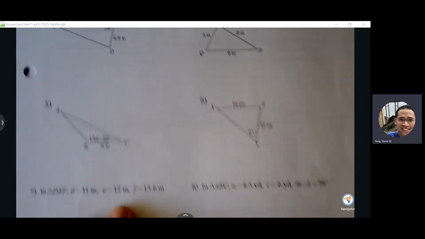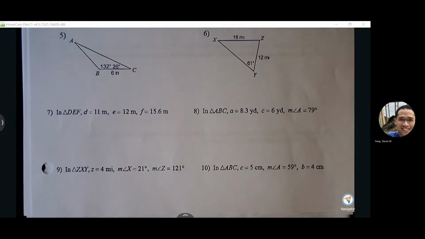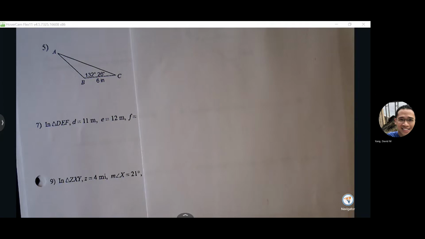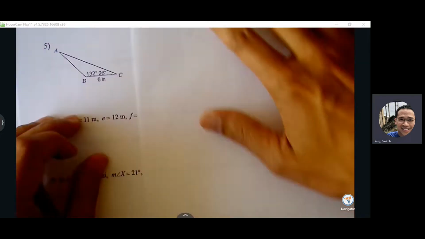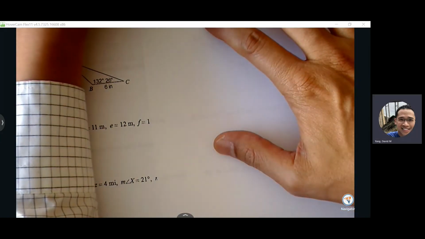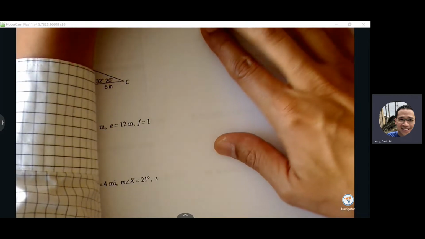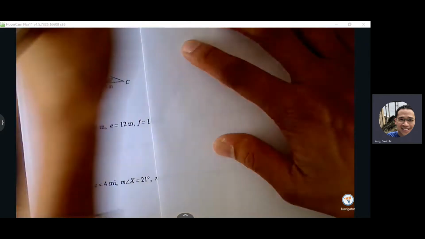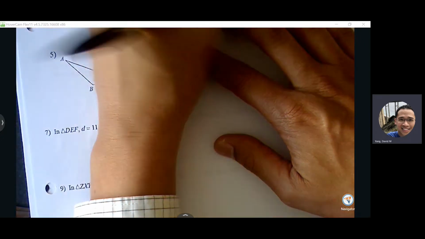Okay, so number 5. If you look at number 5 here, number 5 doesn't quite give you side angle side, right? It gives you angle side angle. So we may need to rely on law of sines to get the information that we need, so we can force it into a side angle side setup so we can use our formula.